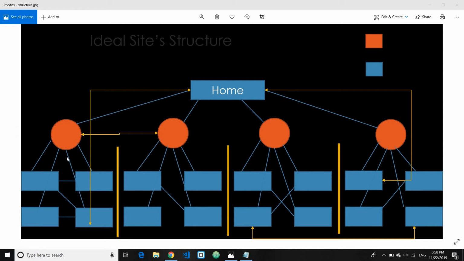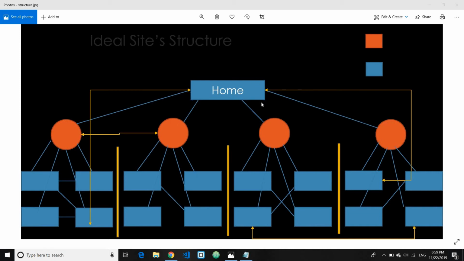As you can see here, it forms a very organized and very easy to follow structure. So whenever Google bots come to your website, they can easily follow along. And suppose your home page is the most important page on your website, you can have all of the other related content interlinked back to the home page, as you can see, represented by these blue links.